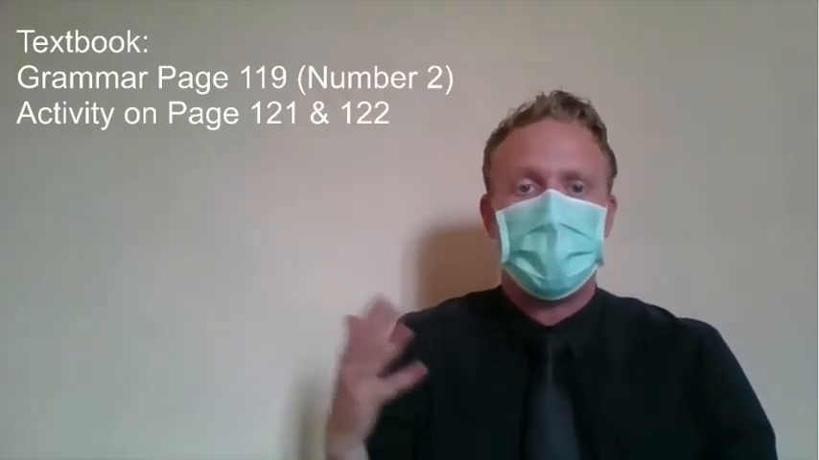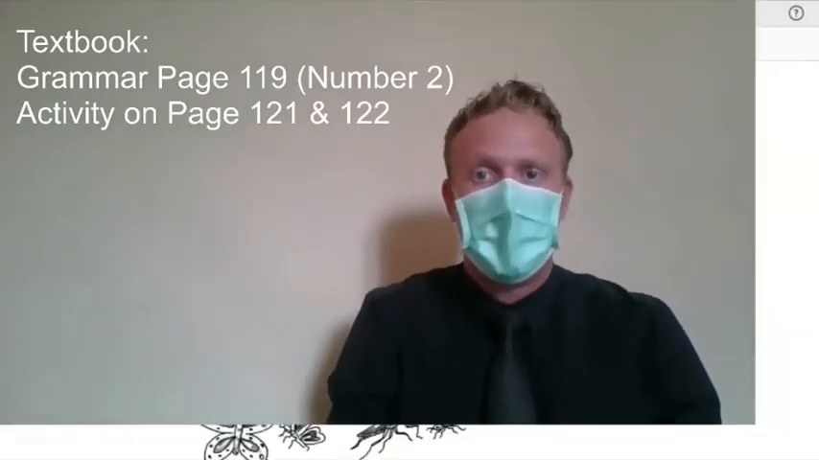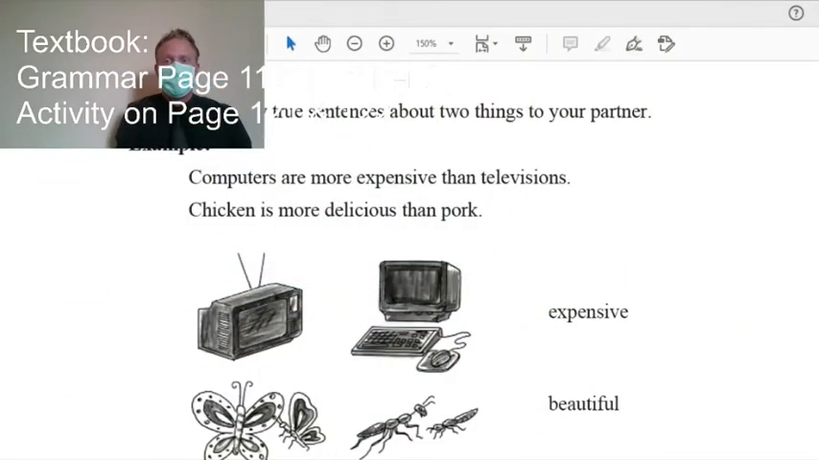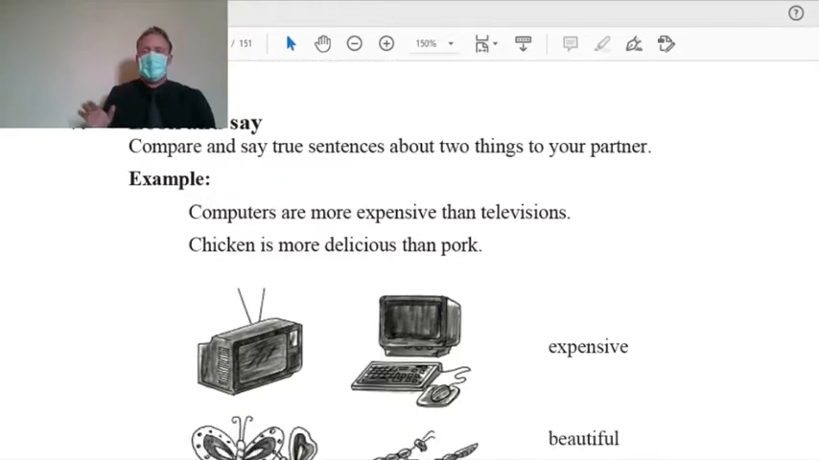Now we will start with our activity on page 121, and we will start with activity number 7. Look and say. Now I actually want you to write this, not say it, next to the words. So let's do the first one together. Let's read this one. Compare and say true sentences about 2 things to your partner. There's no partner at home, so we'll have to write it down in our books.